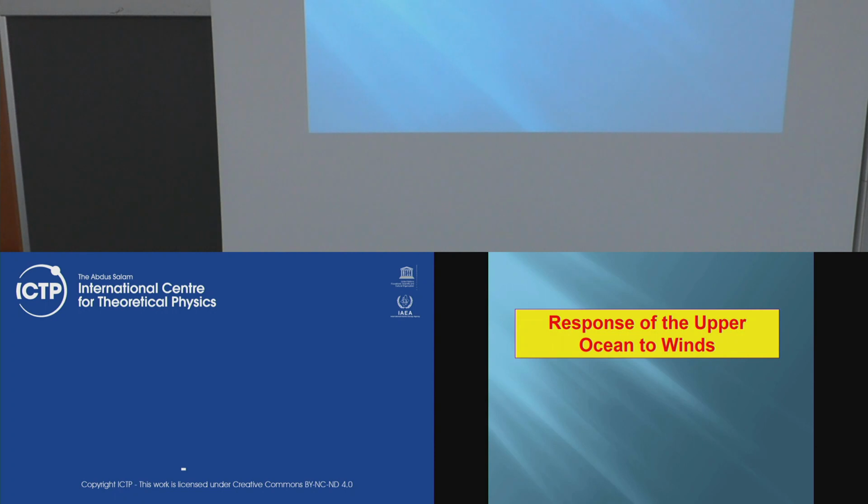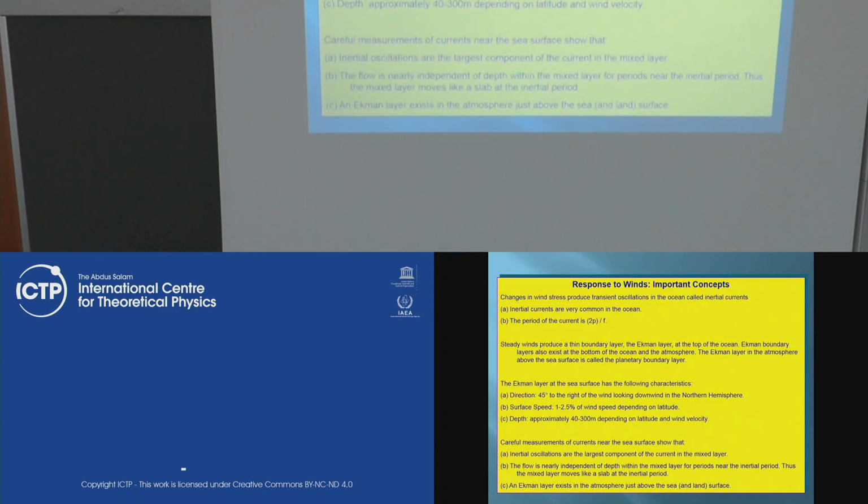So we will be talking about the response of the upper ocean to winds. Upper ocean, obviously, because the direct influence of the wind on the deeper layers is not present at all. It is present, but indirect, and we will see later how it is present even in deeper layers. So here are important concepts of the wind influence, which will be analyzed in more detail later on.